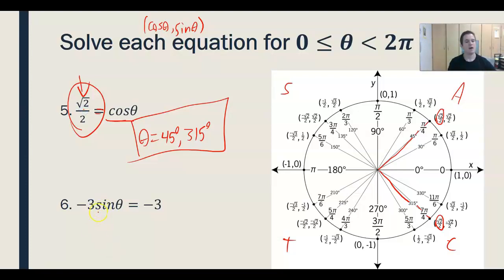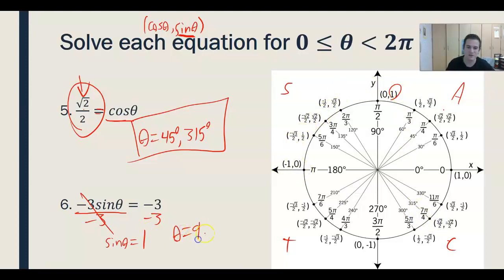Okay, here I have negative 3 times the sine of theta equals negative 3. So I need to get the sine function by itself. I'm going to divide by negative 3 on both sides, and I get sine of theta equals 1. Wow, I ended up picking a lot of these. I don't know why. Well, where are my sine values, or where do I have a y coordinate that's 1? Well, right here, and that's it. So my angle theta is equal to 90 degrees.